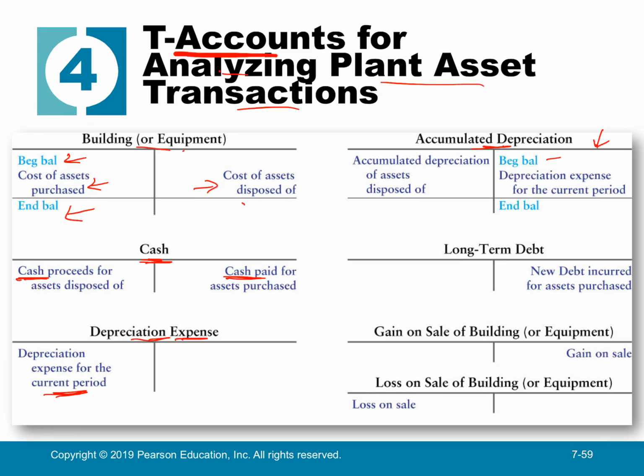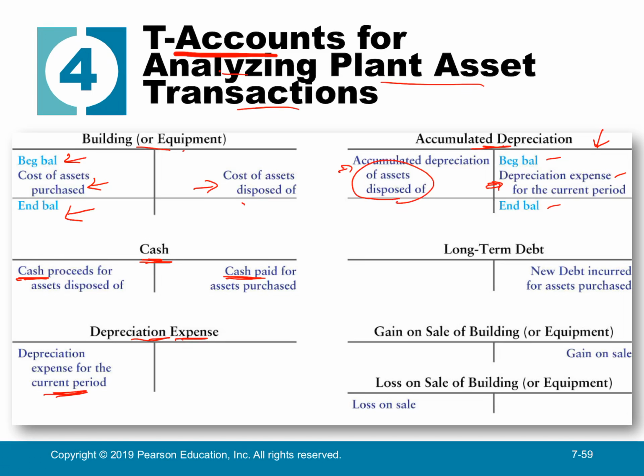We have our beginning balance, any additional depreciation expense for the current period, right? And then the ending balance. Because whenever we have depreciation expense for the current period, we're going to credit accumulated depreciation, right? So that's where this credit comes in. And when we dispose of assets, we're going to debit accumulated depreciation. That's going to decrease the accumulated depreciation amount. So take a look at that one.